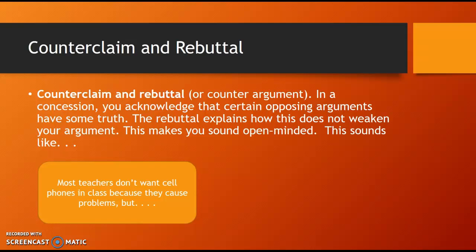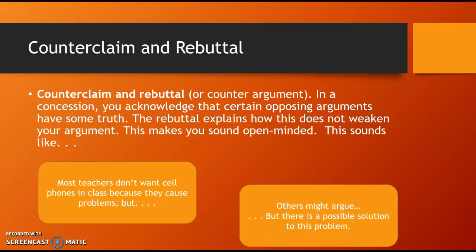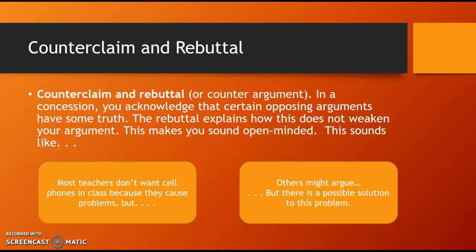If you were talking about how teachers don't want cell phones in class and you were going to argue for cell phones, you might come up with something like, most teachers don't want cell phones in class because they cause problems, but, and then you would go on to explain how they can be useful. Or another example, you might go into like, others might argue and explain what their argument is, but there is a possible solution to the problem, so you address that issue.